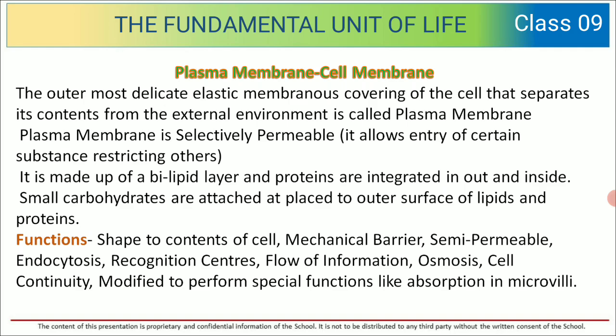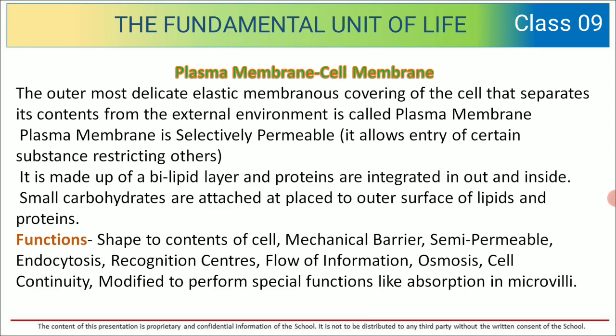Now first let us talk about the plasma membrane. The outermost delicate elastic membranous covering of the cell that separates its contents from the external environment is called the plasma membrane. Plasma membrane is selectively permeable. That means it allows entry of certain substances, restricting others. It is made up of a bilipid layer, and proteins are integrated in, out and inside. Small carbohydrates are attached and placed on the outer surface of lipids and proteins.